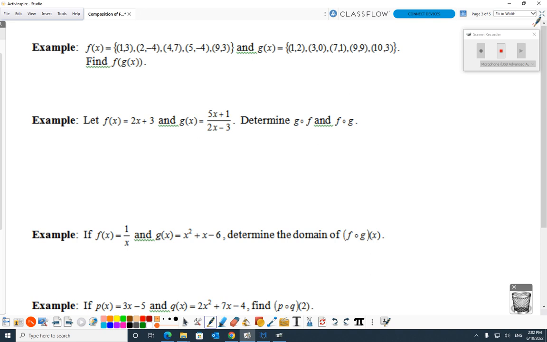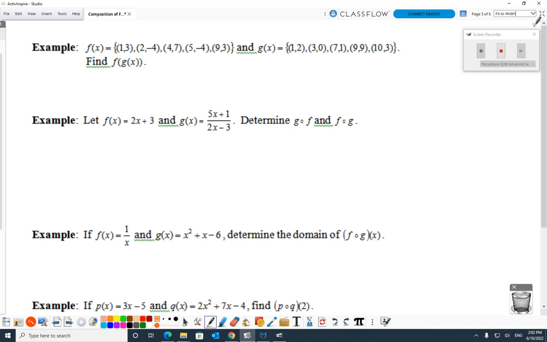Way back to something we haven't used much of since chapter 1, this mapping notation. It's supposed to be simpler. Instead of doing a whole equation and a huge table of values, let's just talk about some individual points. f takes 1 and turns it into 3. Or it takes 2 and turns it into negative 4, 4 into 7, 5 into negative 4, 9 into 3. This is the only thing f does. So we're not doing the whole equation. If you want to know what happens when you plug a number into f, you just look in here and see what happens to it.